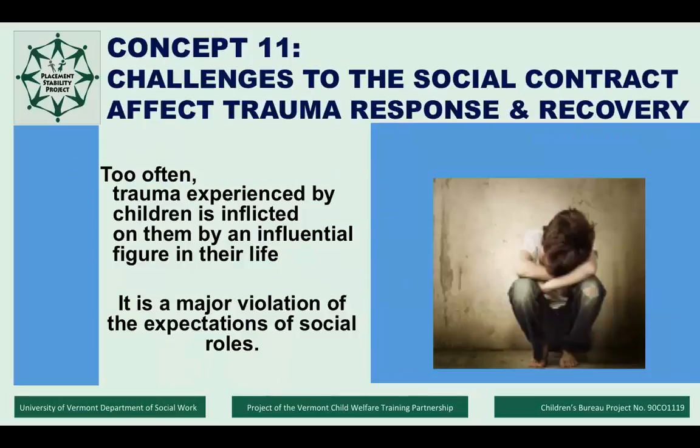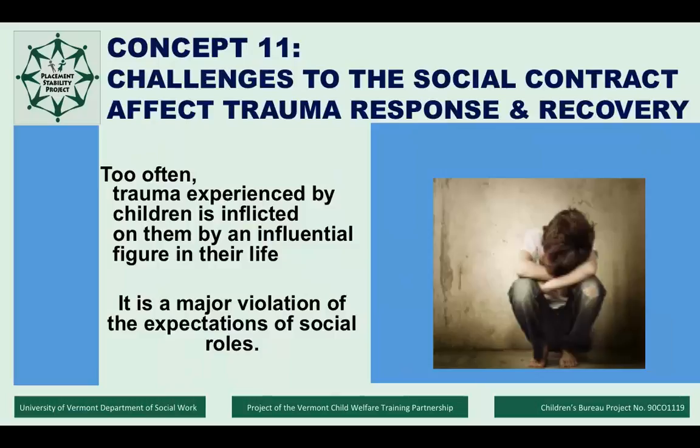Concept 11. Challenges to the social contract affect trauma response and recovery. Too often, trauma experienced by children is inflicted on them by an important figure in their life. These life figures may include, but are not limited to, family members, teachers, peers, adult mentors, and agents of school institutions such as police officers. This results in a major violation of the expectations of the child, family, community, and society regarding primary social roles and the responsibilities of influential figures in children's lives.